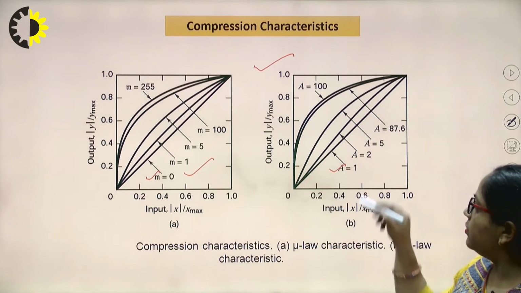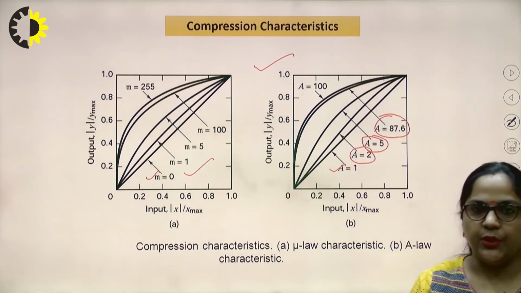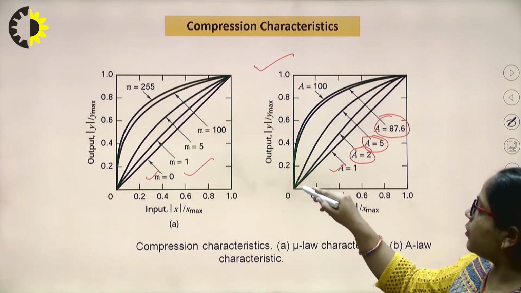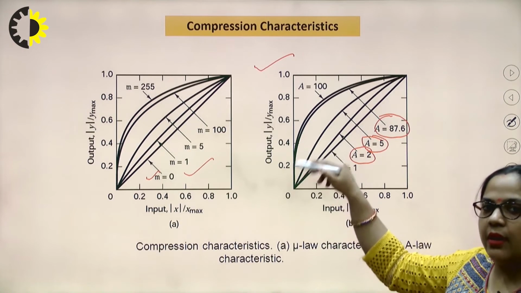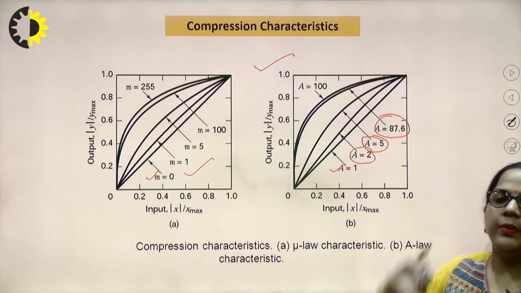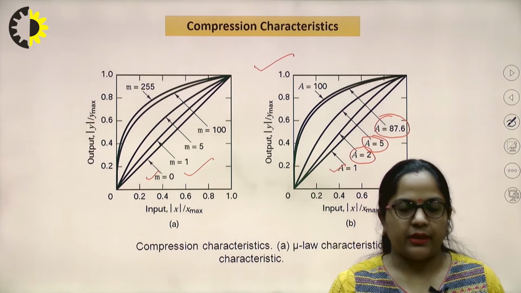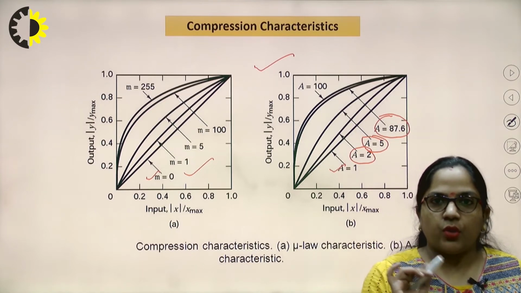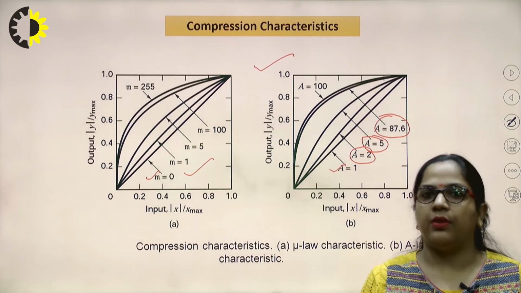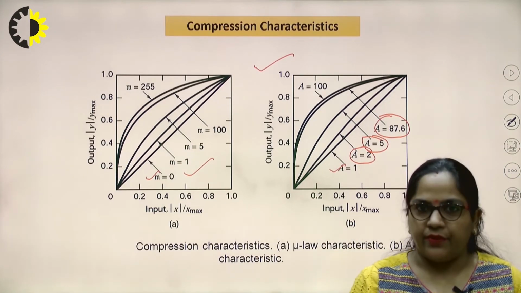In case of A-law, this degree of compression is varying, which is followed in Europe and other countries. Here also the amplitude of lower level signal will get amplified and the amplitude of higher level signals will be attenuated. This particular technique of compression and expansion is used for those signals where most of the information lies near the zero level. This compression and expansion we cannot apply for each and every signal.